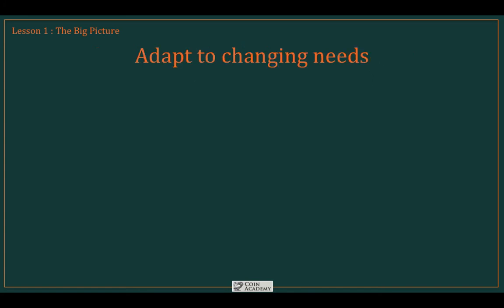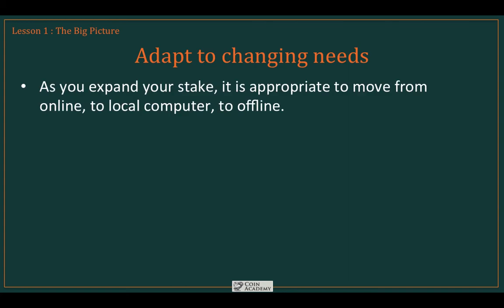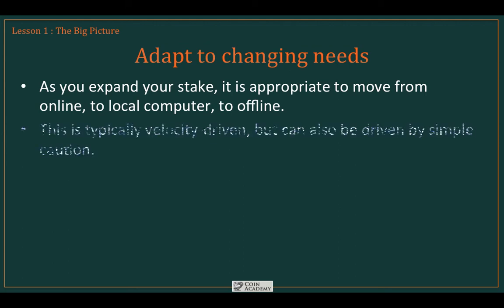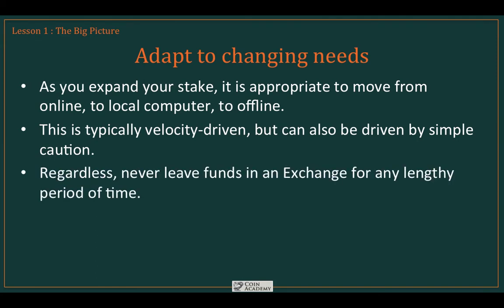Next, we also want to encourage you to be adaptive. You need to adapt to changing needs. Your needs will change as you step further into this world. As you expand your stake, it's appropriate to move from online to your local computer to offline. It's simply a matter of increasing the security and the scrutiny and the control in that process. And this is typically velocity driven. How much of that money do I need right now? How much of it do I need in the next week versus in the next 6 months? But it can also be driven by simple caution. The most cautious approach is the offline approach, followed by your local computer, followed by your mobile device, and the least secure being the exchanges. Regardless, never leave funds in an exchange for any lengthy period of time.